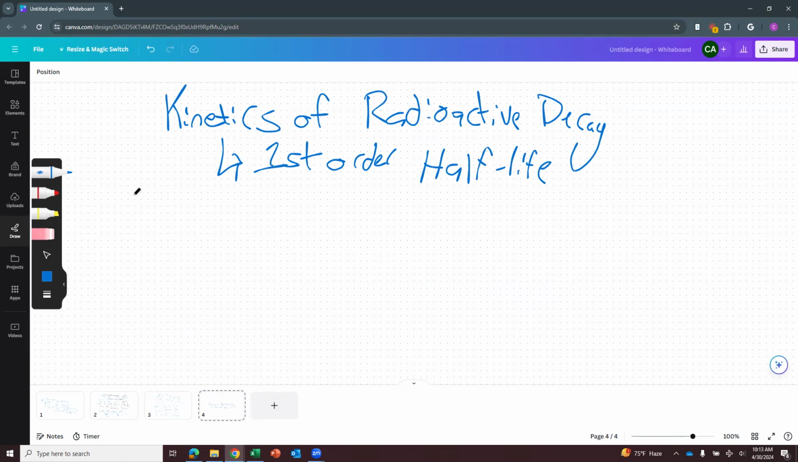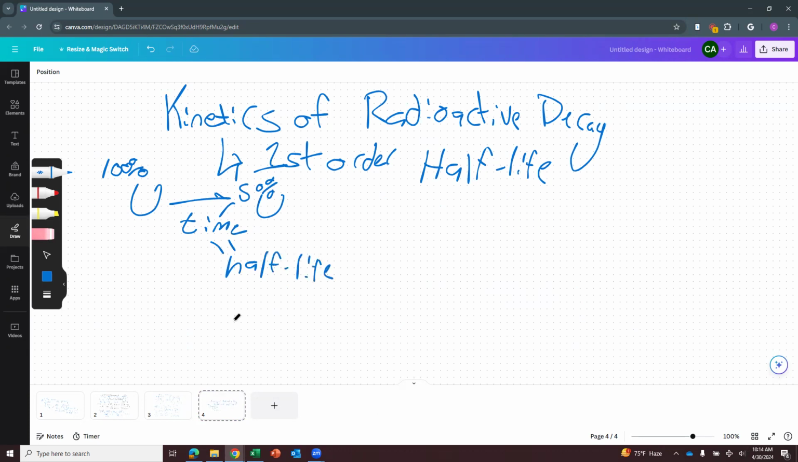Let's say I have radioactive uranium that's going through decay. I have 100% of that to start. And the time it takes for me to go to 50% of that, that is our half-life time. How long it takes to go to 50% of my starting material. So what I've shown you so far is one half-life. Then if I go to 25% of my 50, that is a second half-life. And it's the same time.